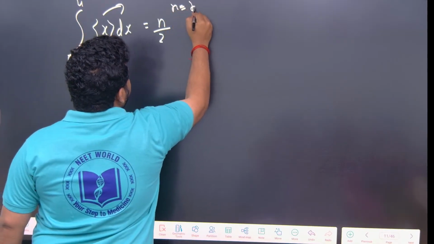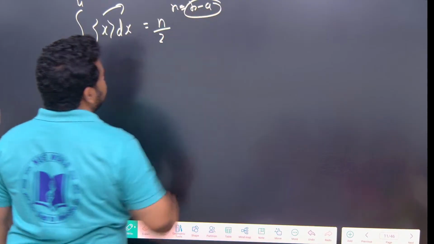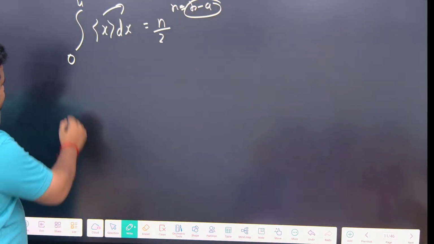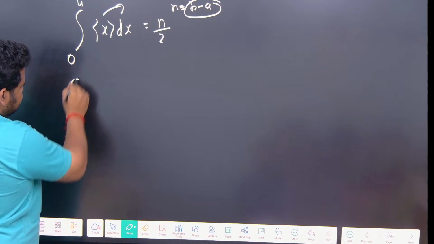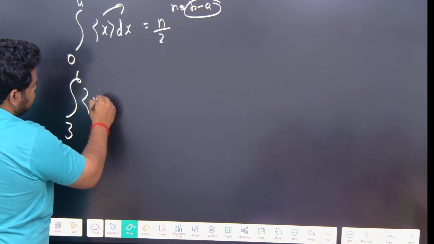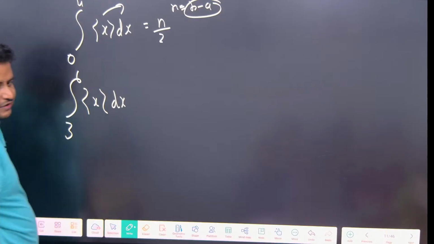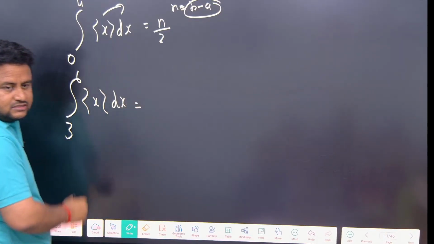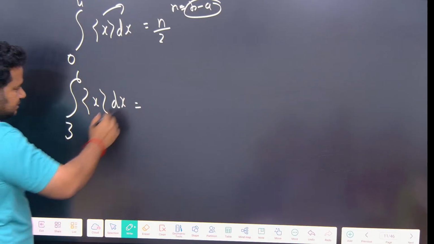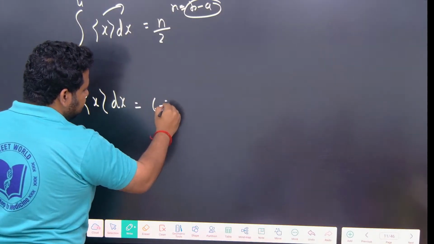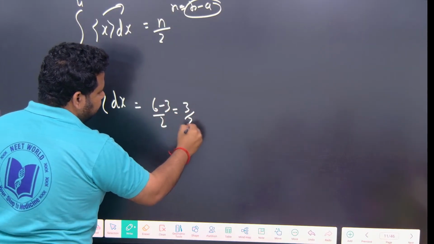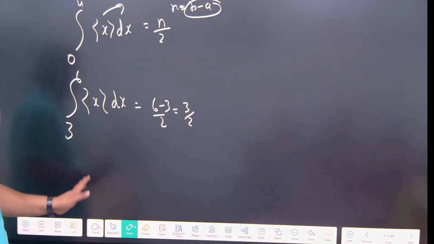Here n is b minus a, the value of n, so the answer is (b minus a) by 2. Suppose I write the integral from 3 to 6 of fractional value of x dx. This becomes 6 minus 3, that is b minus a, so 6 minus 3 by 2, that is 3 by 2. Understood everyone?